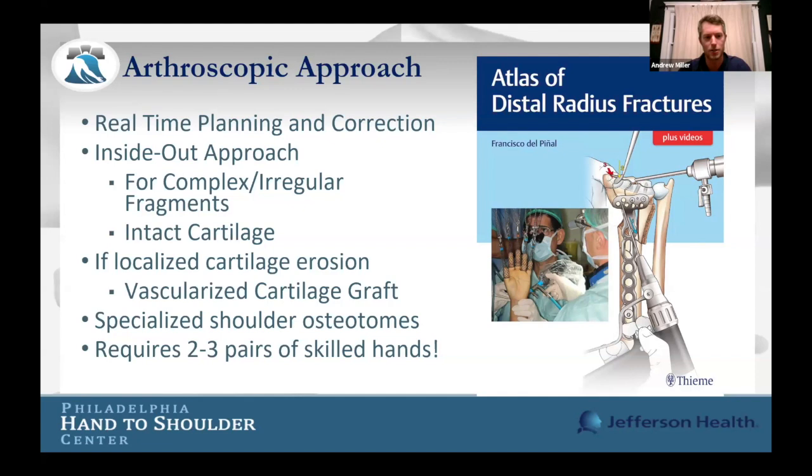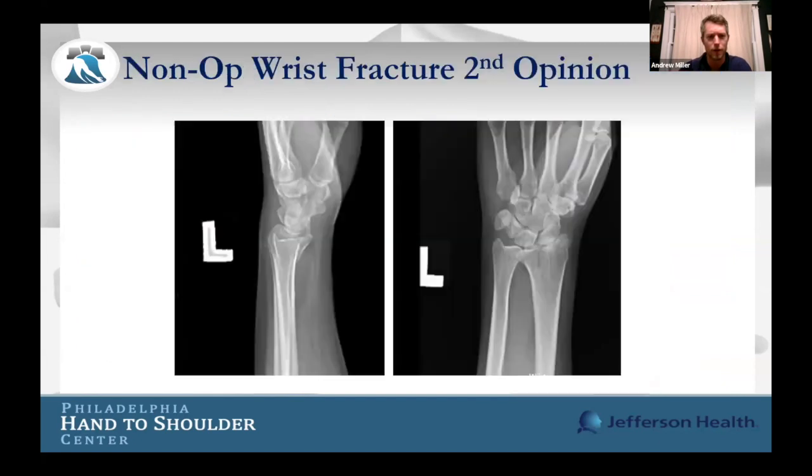You can use specialized instruments. He likes to use a lot of these shoulder osteotomes for labral repairs, and it can really help you assess these complex irregular fragments. If there's localized cartilage erosion, I know Dr. Penal likes to use a lot of vascularized osteochondral grafts, but again, very technical and really kind of beyond the scope of this talk here.